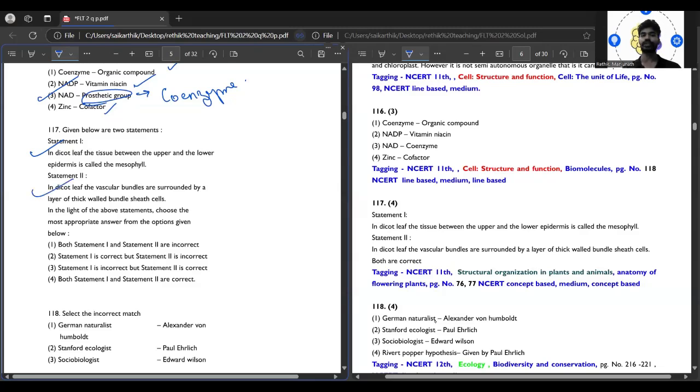In the light of the above statements, choose the most appropriate answer from the options given below. I don't need to go further, because option 4 is correct. Both statement 1 and statement 2 are correct.